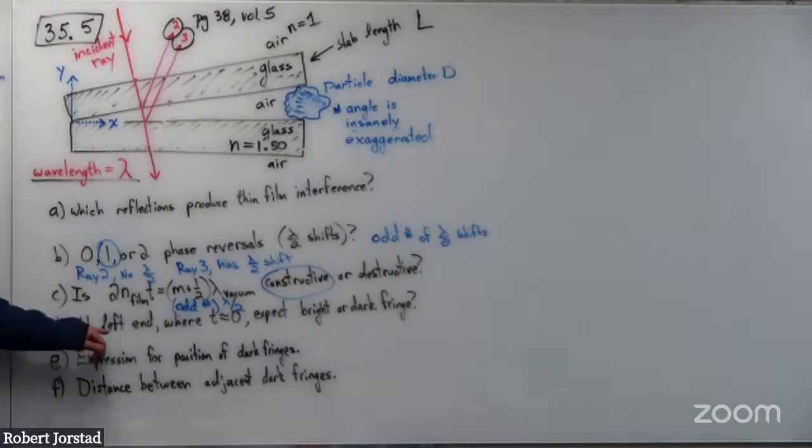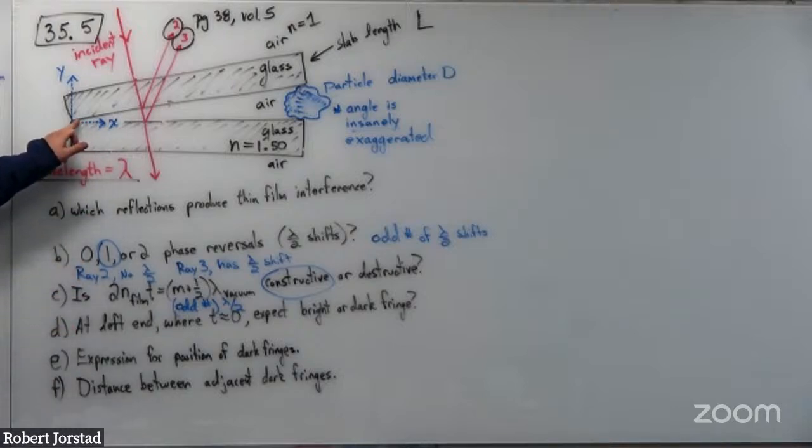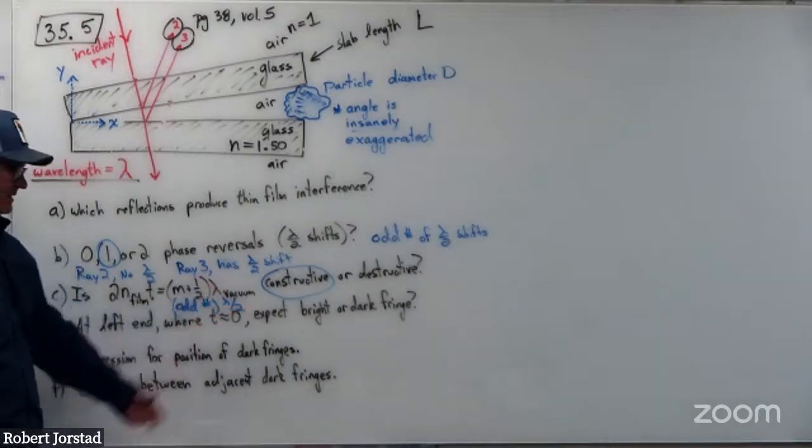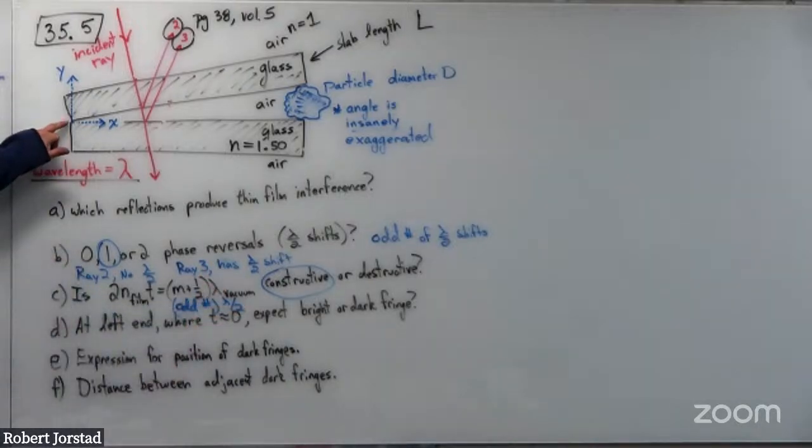Next, at the left end, where the thickness is 0, right here, very close to this left end, there is still a tiny air gap. Are we going to expect a bright or a dark fringe? 3, 2, 1, here we go. I would expect this point at 0 thickness to give me a dark fringe.